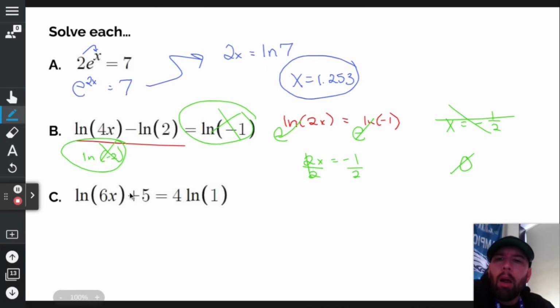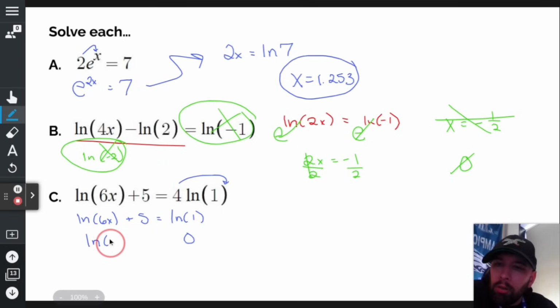Let's take a look at C. Nothing's impossible with this one. This one seems pretty straightforward. First thing I want to do, though, is move that exponent up there. So now I have ln of 6x plus 5 equals ln of 1 to the 4th power, which is just 1. Wait a minute. Ln of 1? Log of 1? That's just 0. Oh, yay. So you could turn that into that. Even if you didn't realize that and you tried to combine with the ln of 6x, you'd still be all right.